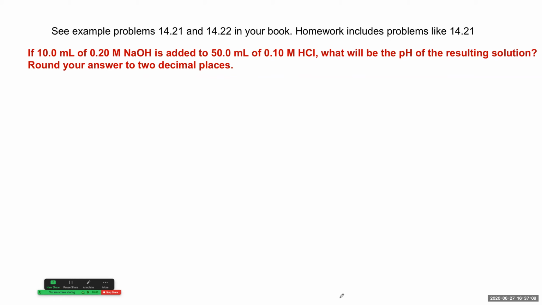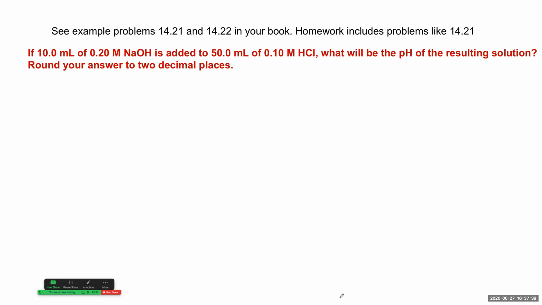So this is a problem where, if you're doing a titration, you want to determine what the pH is at a certain point along the titration curve. So that's what these example problems 14.21 and 14.22 are. In this particular problem, it says that 10 mL of 0.2 molar NaOH is added to 50 mL of 0.1 molar HCl. What will be the pH of the resulting solution?